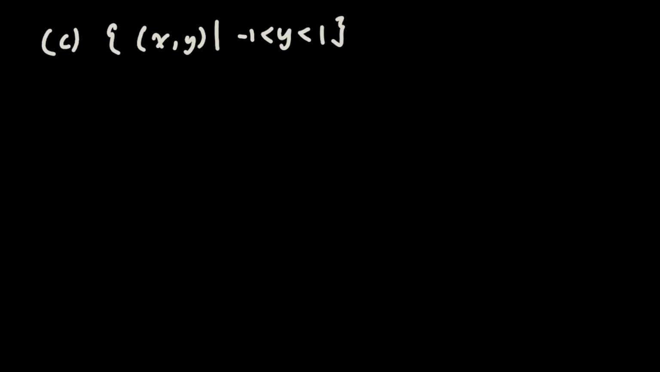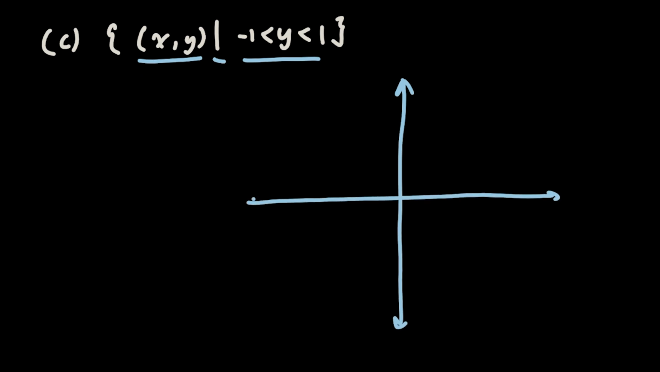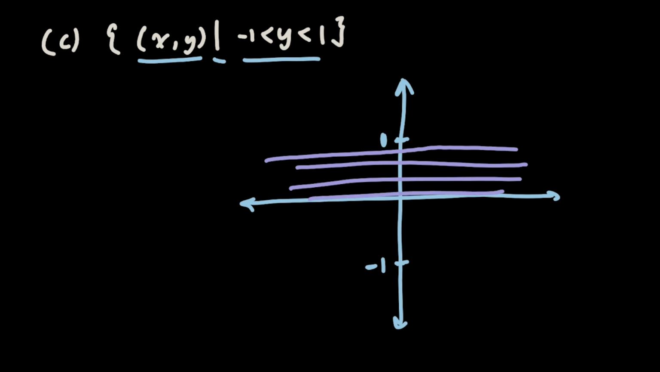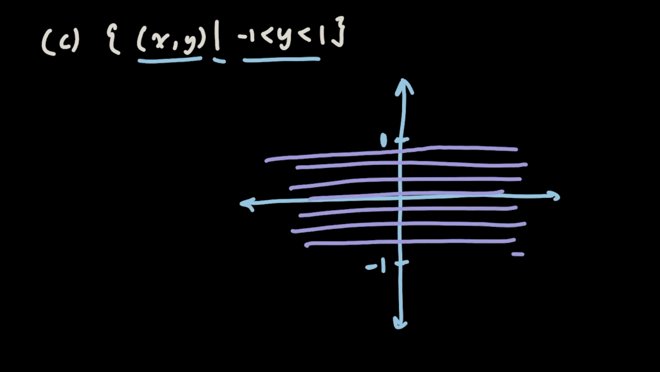Let's see part C. Here we have x and y such that the value of y is between 1 and -1. So let me sketch the coordinate plane. We have the coordinate plane here. Here we have 1. Here we have -1. So the value of y is here. So it's coming like this, because we cannot go in this way. So this region is not included, and this region is not included too. So this is the sketch for this set here.